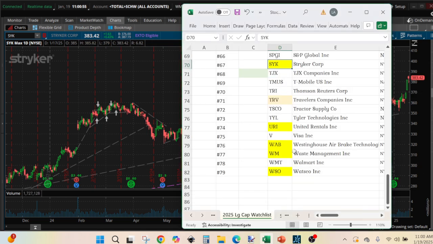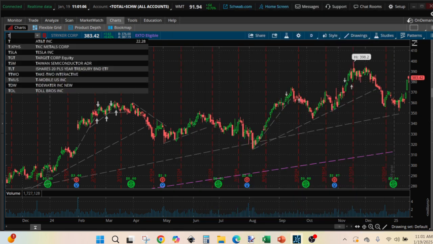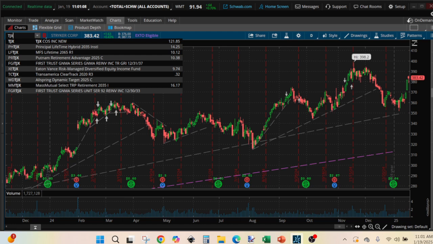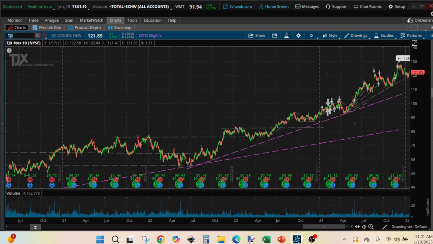So we have our stock watch list here, and in this part we are going to analyze the remaining stocks, starting with TJX. So TJX, we have two uptrend lines here. You can call them support lines as well, or uptrend lines.